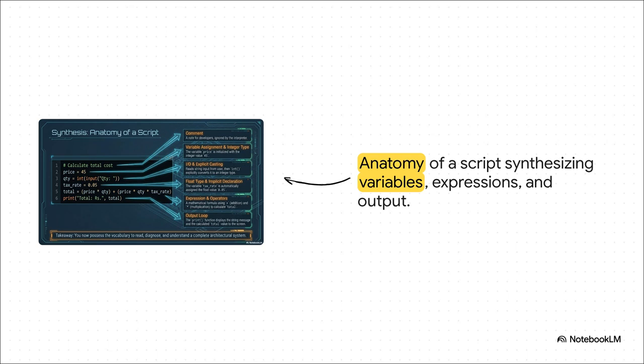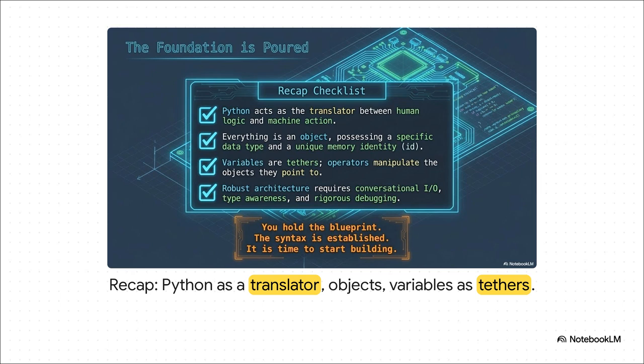Line 3 uses explicit typecasting. Remember that golden rule about inputs being strings? Well, here, we wrap our input string inside an int function to actually forge it into usable math material. Line 5 is our expression assembly line, beautifully following precedence to calculate the total. And line 6 is our output loop, proudly displaying the final result. It's just all the pieces working together in perfect harmony. And just like that, the foundation is officially poured.